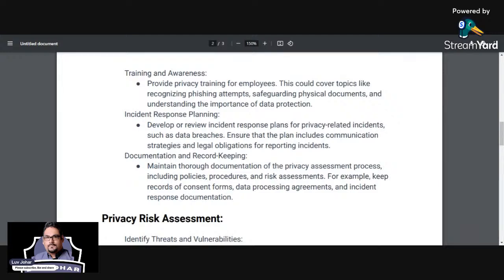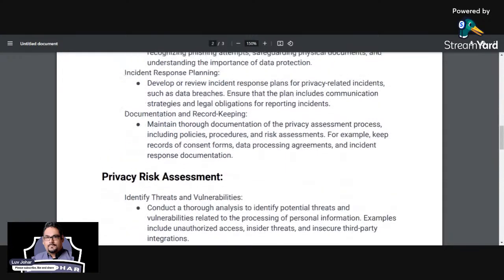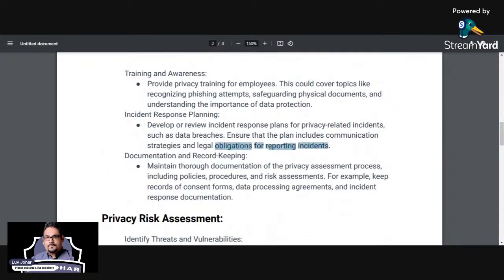Okay, after that, you perform incident response planning. Let's say you get any privacy breaches. How will you deal with them? You have to make sure that you have incident response planning ready for that, and you have to ensure that the plan includes communication strategies as well as the legal obligations for reporting those incidents, because they vary from compliance to compliance.